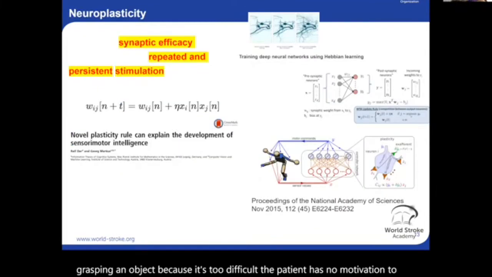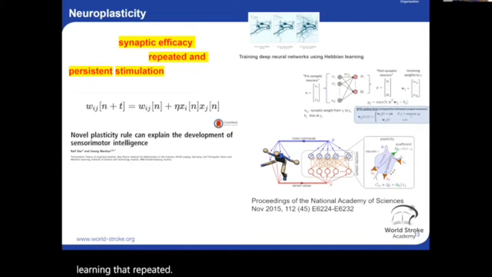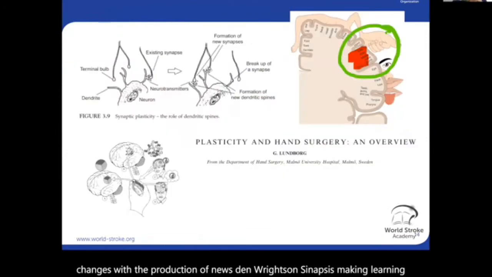The other thing about neuroplasticity that you must understand is the concept of Hebbian learning: repeated attempts at and persistent stimulation of the synapses results in structural changes with the production of new dendrites and synapses, making learning occur in the rehabilitation phase. So this is, again, an important concept to remember.